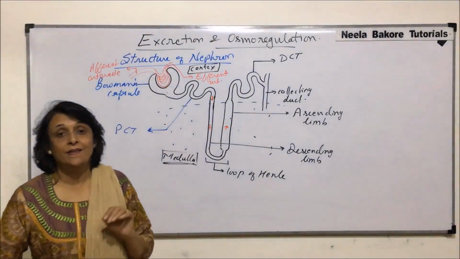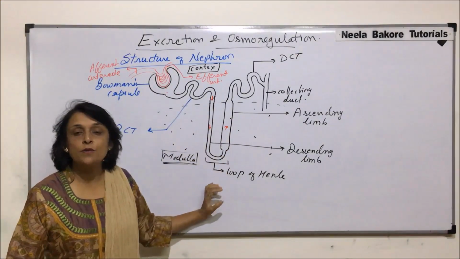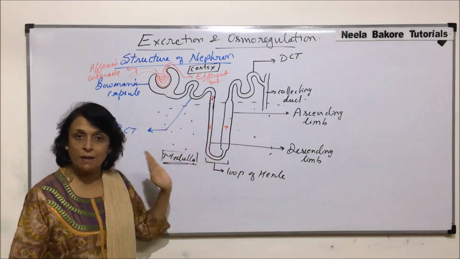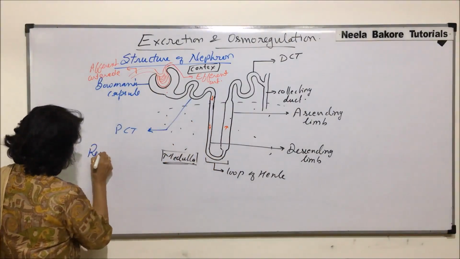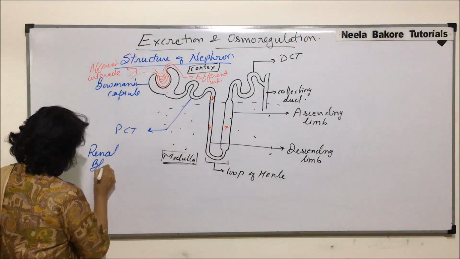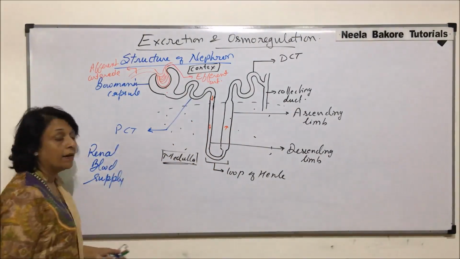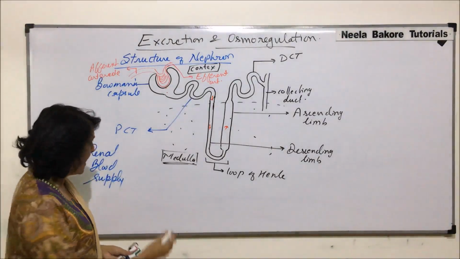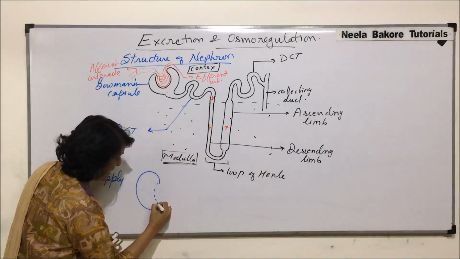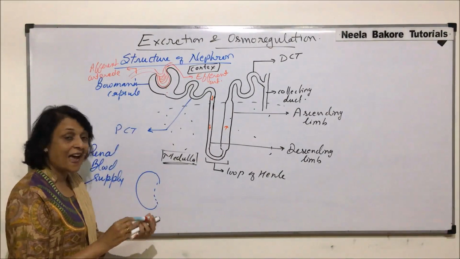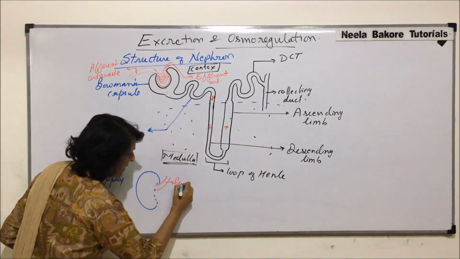Talk about renal blood supply and explain the various types of capillaries using the same diagram. So what we are talking of is renal blood supply. As we discussed, the kidneys receive the blood through an artery, and this artery enters, this is the renal artery.